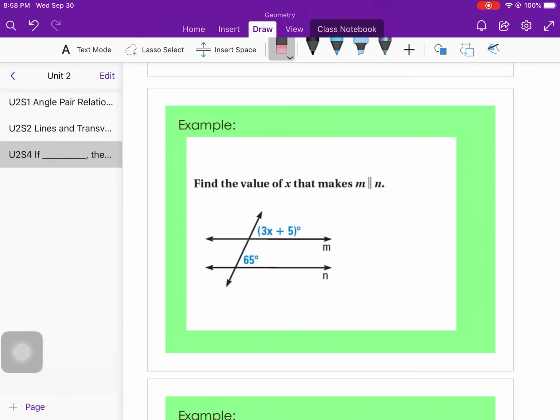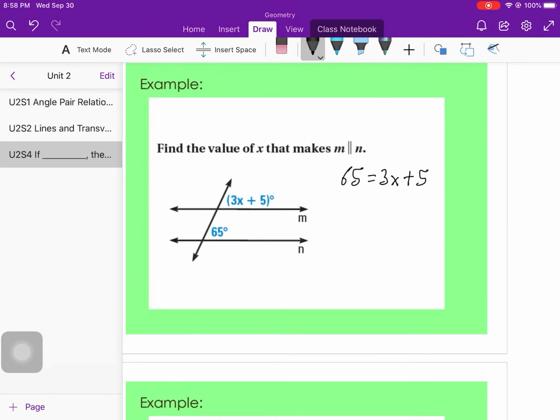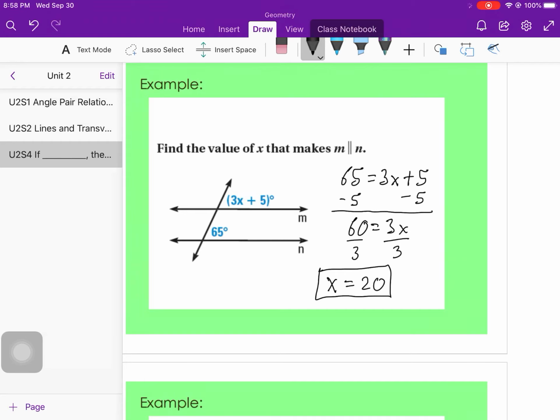So what we want to do is say, all right, in order to prove the lines have to be parallel, or to find the value that would make them parallel, we would set them equal, because in a normal situation, they would be equal to each other. So now we just solve for x. So I'm going to subtract 5, 60 equals 3x, divide by 3, and we get x equals 20. Now that's pretty straightforward, nothing too crazy there.